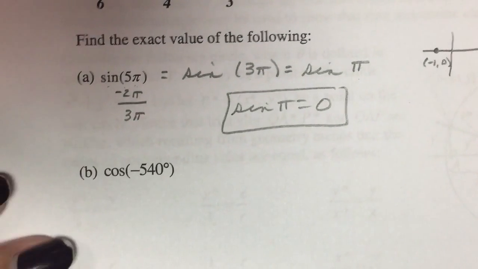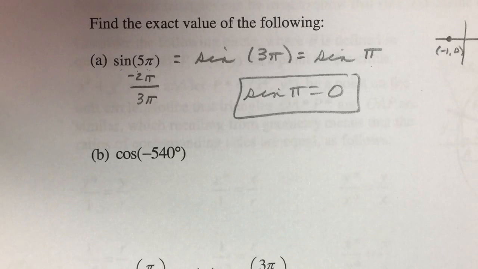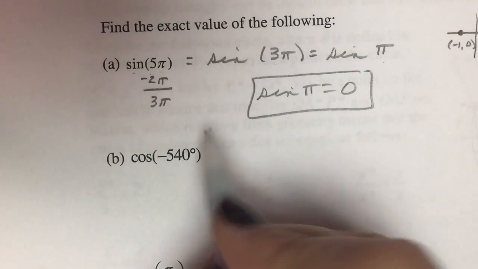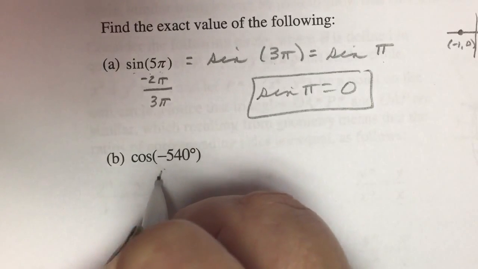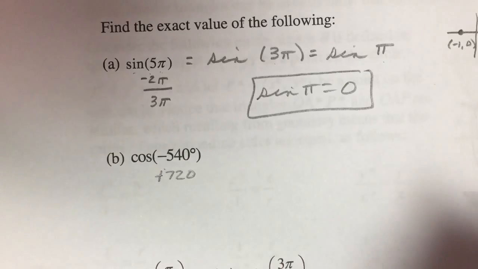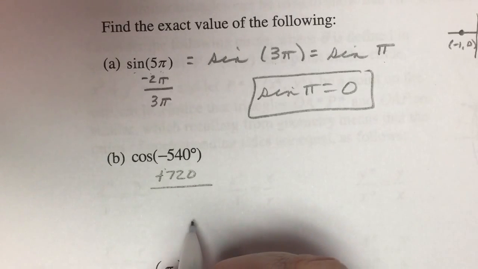We can do something like that here too. We're at -540. Well, if I want to bring that into the unit circle, on our original unit circle, we can simply add 360. But if you think about it, if I add 360, that's not going to get me a positive angle, which is what I would really like. But what happens if I add 2 times 360, or 720?